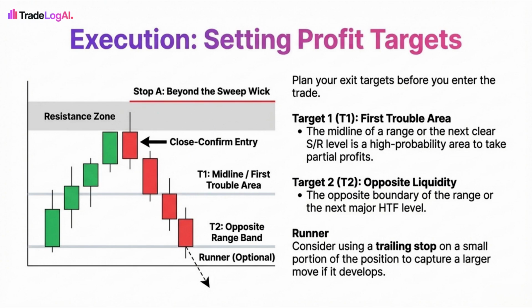Plan targets before entry. Target 1 is the first trouble area, often the midline of a range or the next clear SR level, where you can take partial profits. Target 2 is the opposite liquidity, the other side of the range, or the next major high time frame level. If momentum is strong, a small runner with a trailing stop can capture extension, but only after you've paid yourself.